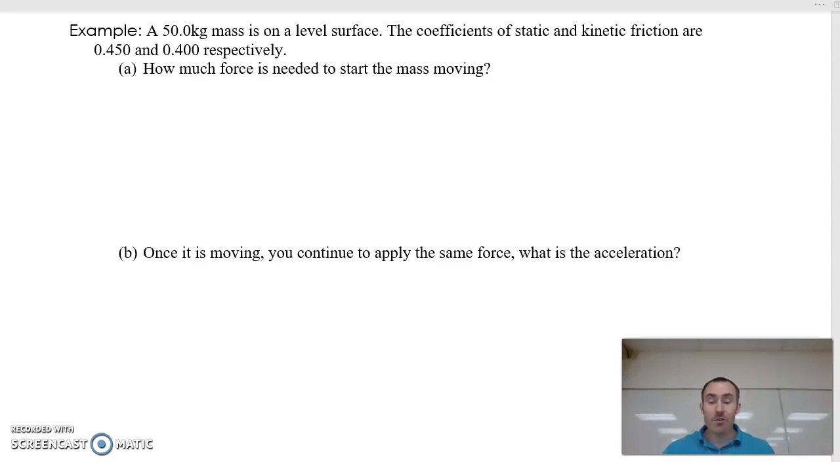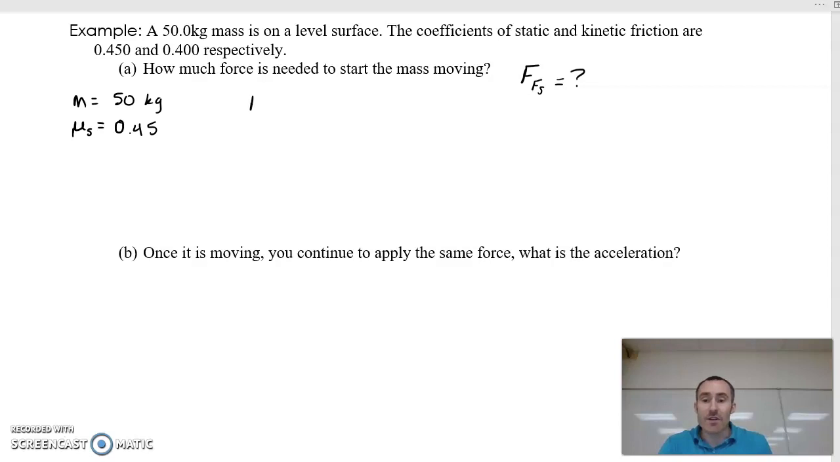So the amount of force needed to start the mass moving then is just the force of static friction, or Fs. That's what we're looking for. And we are told the mass of this object, 50 kilograms. We are told the coefficient, which is this guy, mu. The static one is the one that we need for this question, and so we're going to use 0.45. We're looking for the force of static friction.